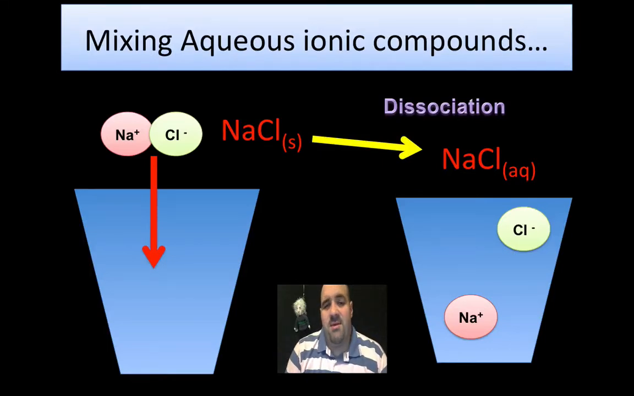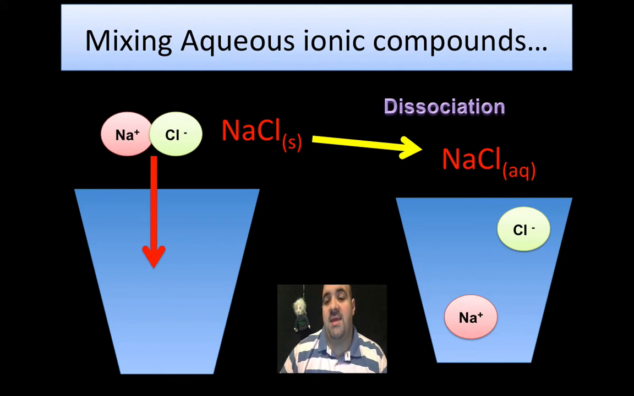Hi, Mr. Sapone here, and today we're going to talk about mixing aqueous ionic compounds. We know that sodium chloride is table salt. It's a positively charged sodium cation and a negatively charged chloride anion. When you put a salt crystal in the water, we know that water, which is polar, is going to dissociate it. It's going to separate the sodium and the chloride into respective ions.